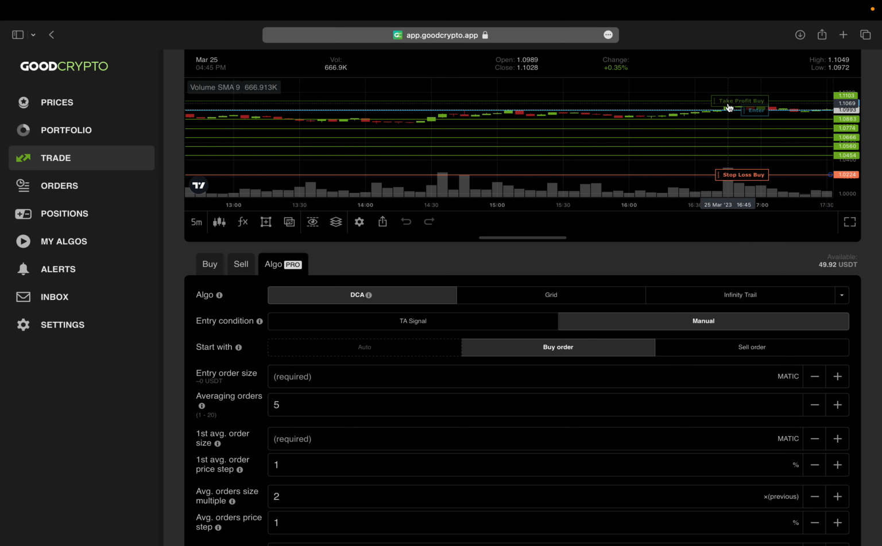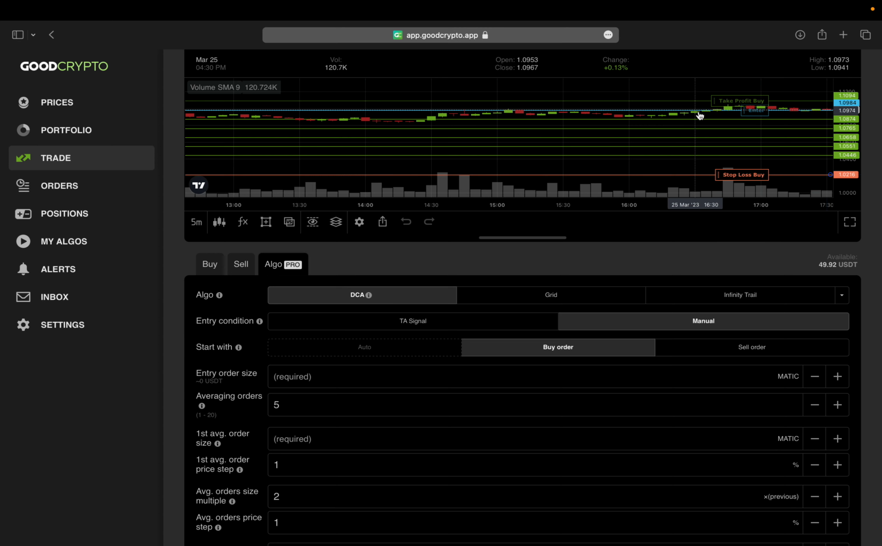So again, to sum it up, what DCA Algo does, it enters a position, and places additional orders to average down your position if the price keeps moving against you. The number and the size of those orders and the step between those orders is of your choosing. It has a take profit and may or may not have a stop loss, and the take profit and stop loss will adjust automatically to reflect your average position price and your actual position size, right?